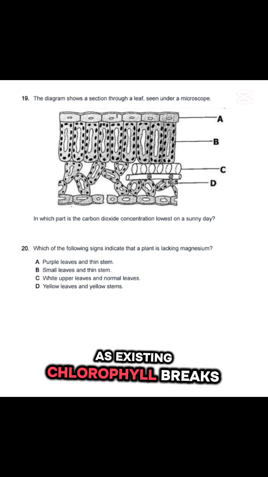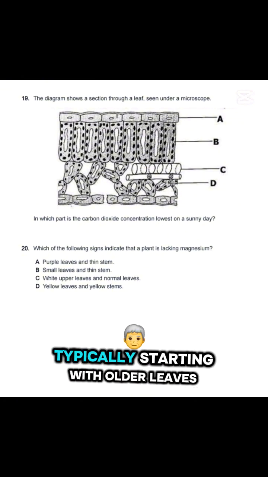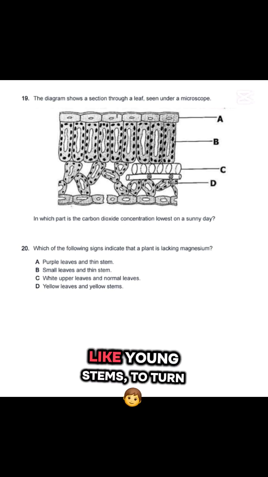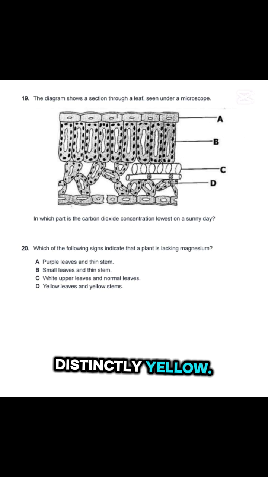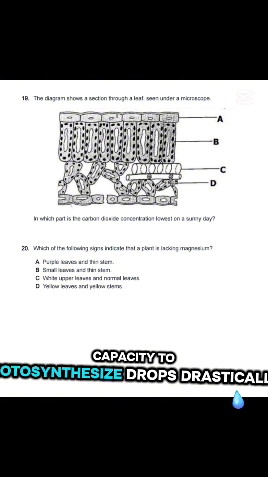As existing chlorophyll breaks down and cannot be replaced, the green pigment fades. This causes the leaves, typically starting with older leaves between the veins, and connected green tissues like young stems to turn distinctly yellow. Without chlorophyll, the plant's capacity to photosynthesize drops drastically.